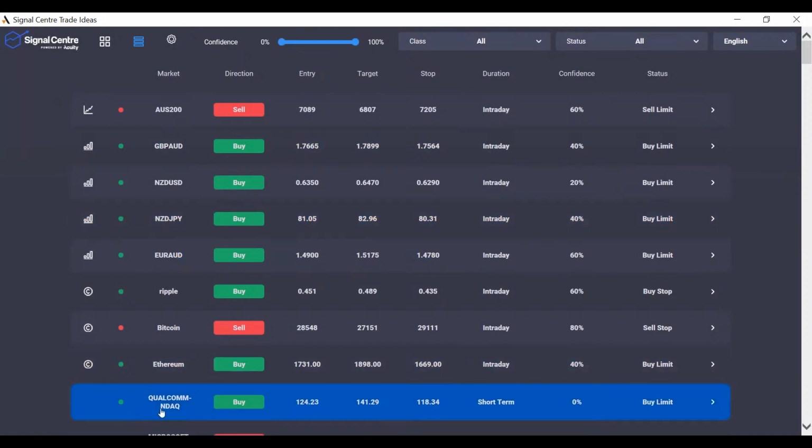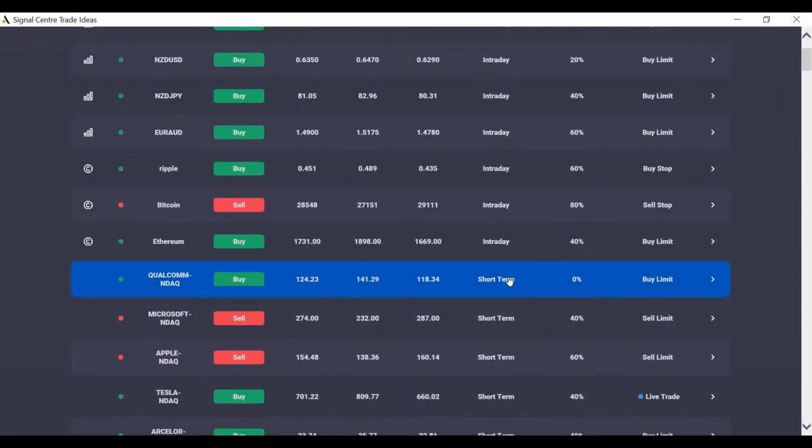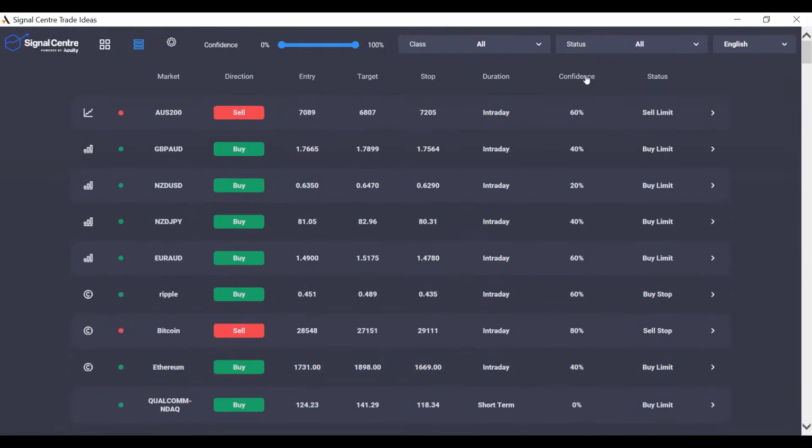For stock CFDs, which we also have, they tend to be short term. Let's say a trade idea is published today, it would only expire sometime like a month later. So it really depends. This confidence level is pretty interesting. The confidence level is derived from the individual analysts, because all these ideas are generated by human analysts as well as with the help of AI.